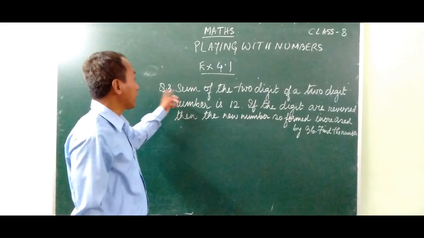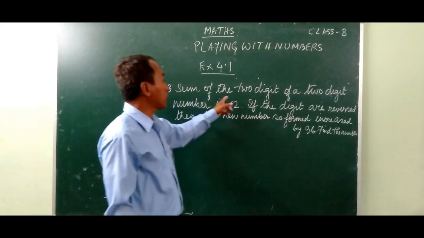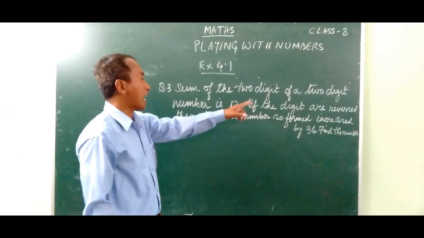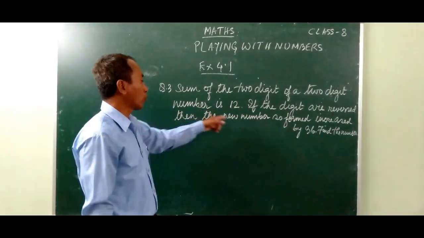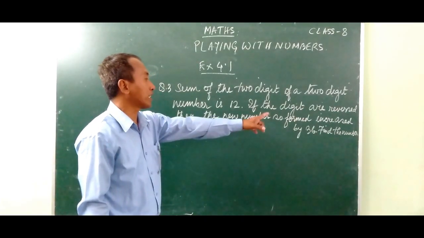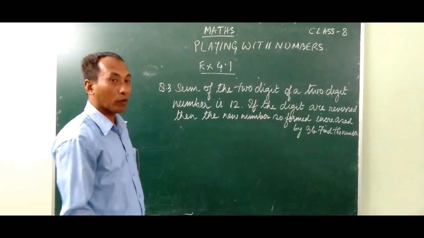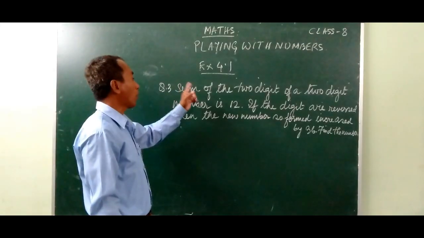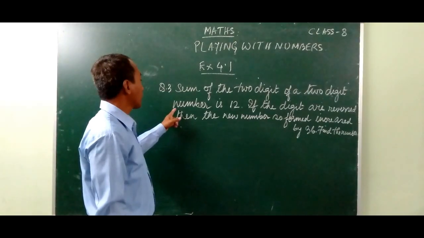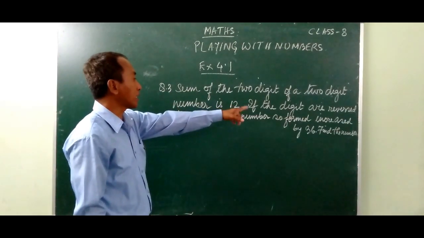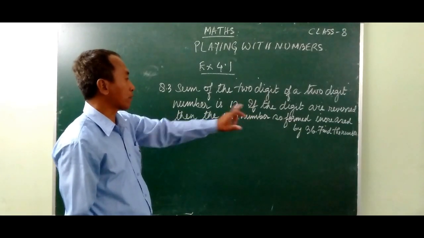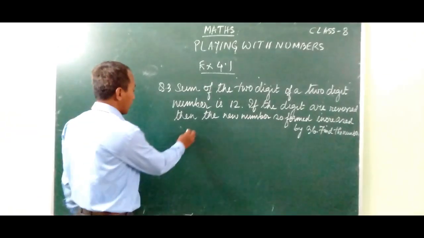So question number 3. The sum of the two digits of a 2-digit number is 12. If the digits are reversed, then the new number so formed increases by 36. Find the number. I repeat the question again. The sum of the two digits of a 2-digit number is 12. If the digits are reversed, then the new number so formed increases by 36. Find the number.